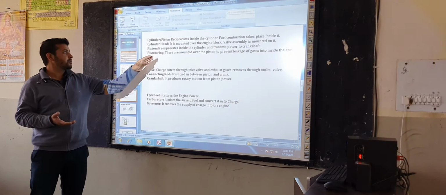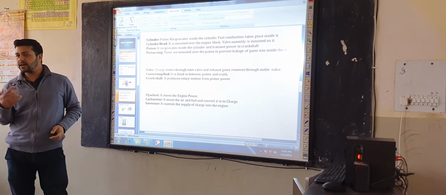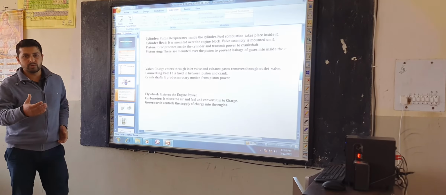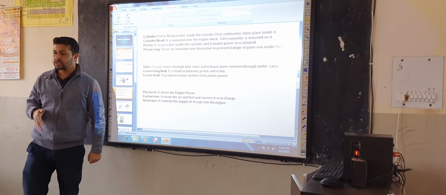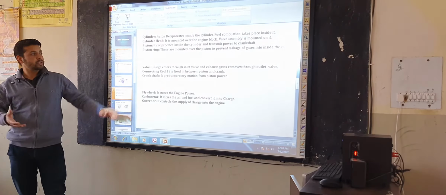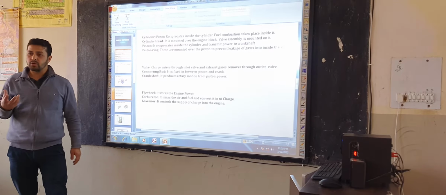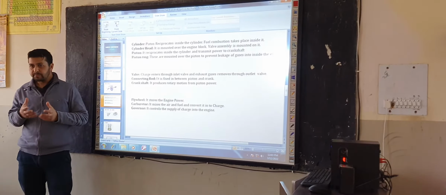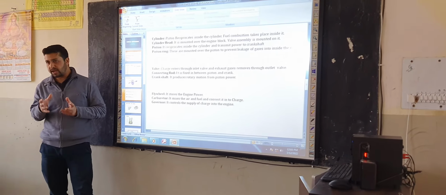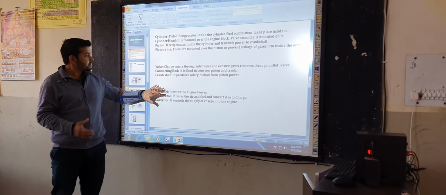Okay. Now next one is piston rings. Piston rings are mounted over the piston. These are used to prevent the leakages of combustible gases into the engine chamber. And also there is another ring that is called oil ring. The function of oil ring is to maintain the oiling in between piston wall and cylinder wall.